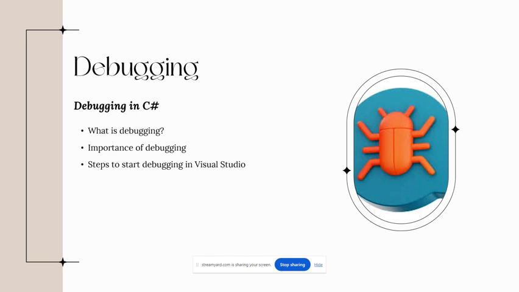Now let's talk about debugging. Debugging is the process of identifying, analyzing, and removing errors in the code. In Visual Studio, you can start debugging by setting breakpoints and running the code in debug mode, which allows you to step through the code line by line and examine the state of the application.